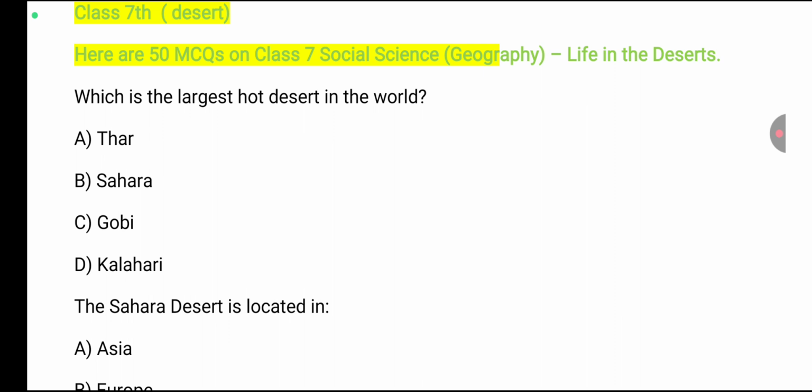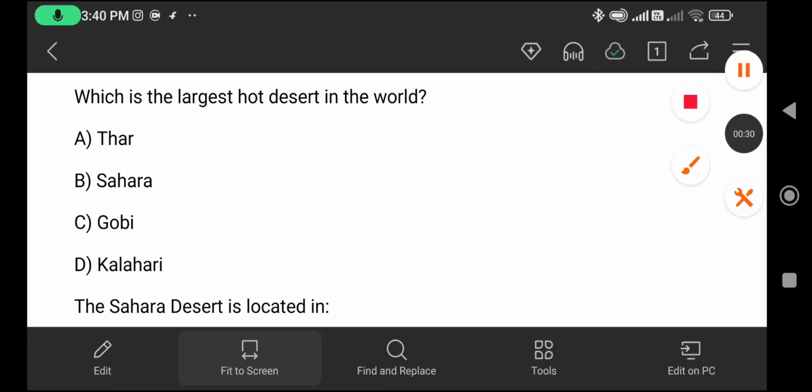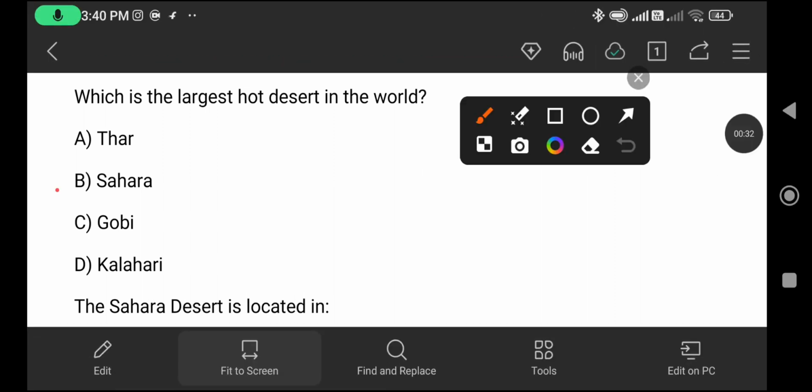The first question is: which is the largest hot desert in the world? The largest hot desert in the world is the Sahara Desert. The answer will be Sahara Desert.